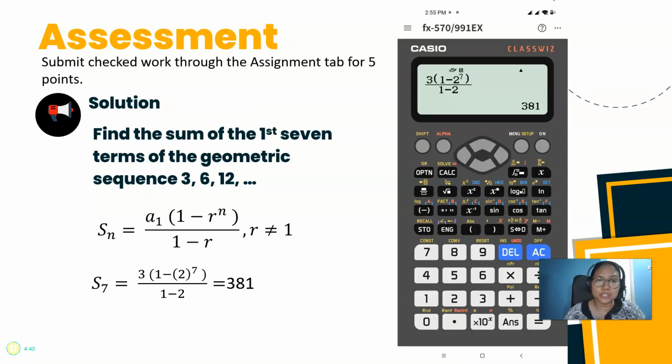Alright, this is the solution for the given. And so here we have the a sub 1 being replaced by 3 and the common ratio is 2. Therefore, S sub 7 is equal to 3 times the quantity 1 minus 2 raised to the 7th power over 1 minus 2. That is equal to 381. And again, this is how to type it in the scientific calculator as shown. Please submit checked work through the assignment tab for 5 points.